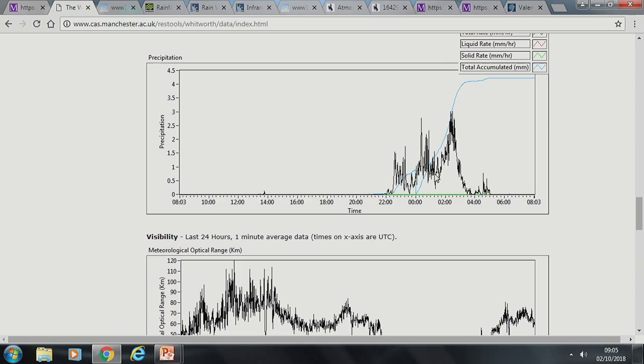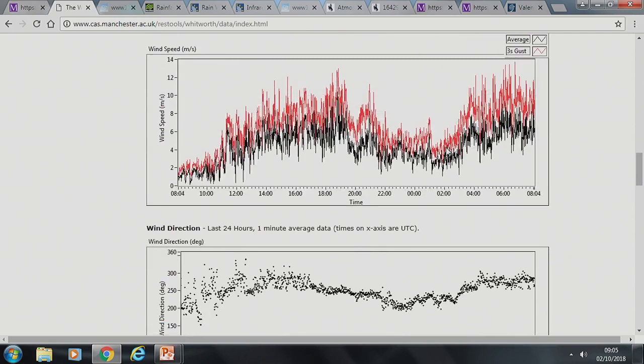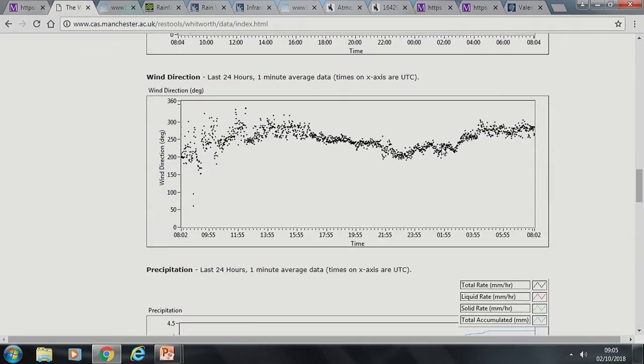Okay, so what we've got, warm temperature goes up, it rains, the wind picks up, and the wind direction changes a little bit. So during the same sort of period, the wind direction was southwesterly, this is about 220, and it went to westerly. So there is a shift in the wind from southwest to west towards the north.